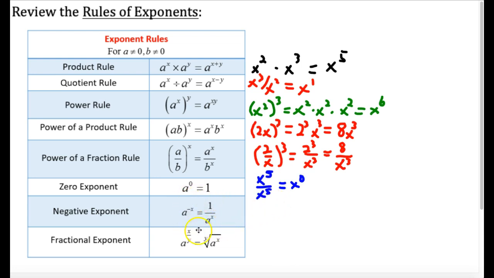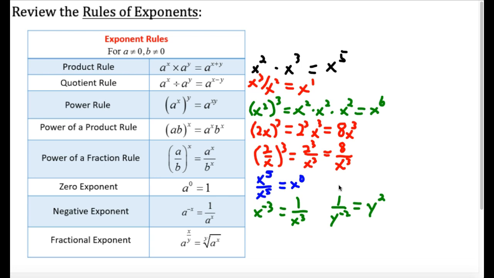We talked about this idea a little bit early on as well. A negative exponent just means I can move that to the denominator. So if I have x to the negative third, that's the same as 1 over x to the positive third. And it works the other way as well. If I have 1 over y to the negative second, I can bring that to the numerator and make the exponent positive. So that would be the same as y to the positive second.